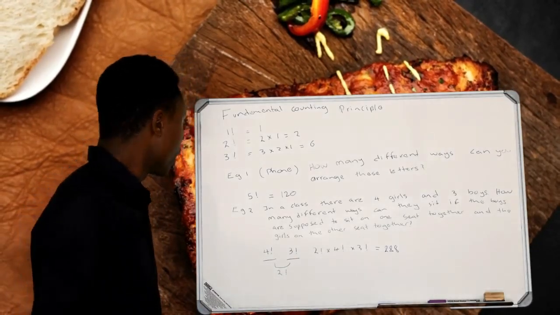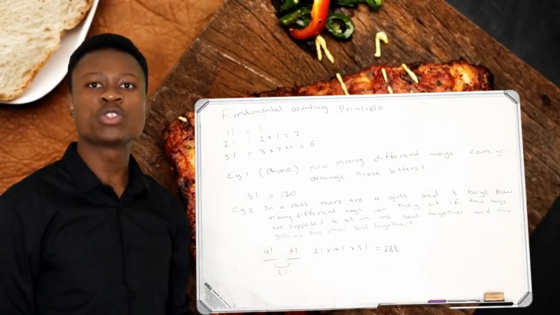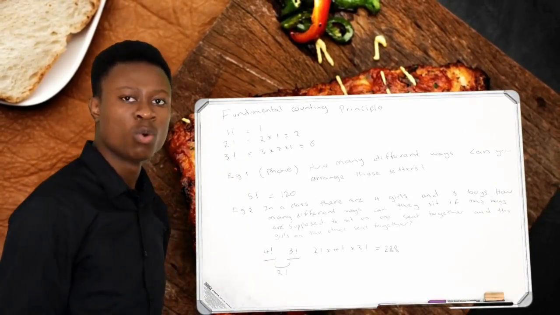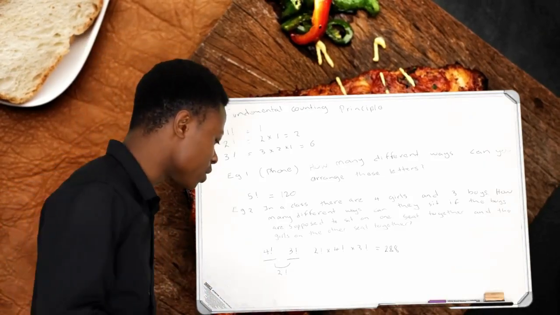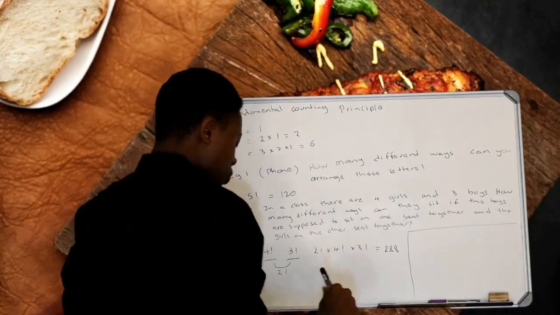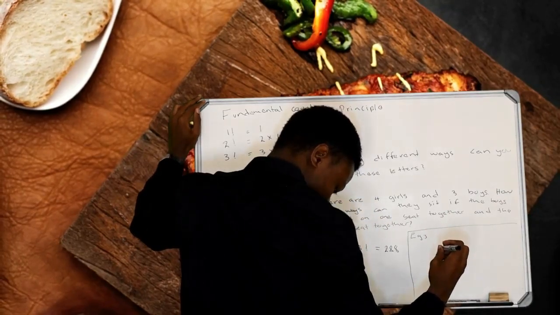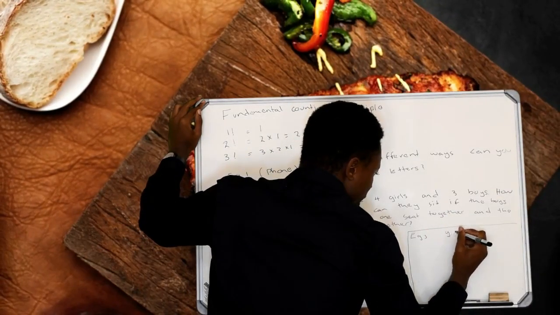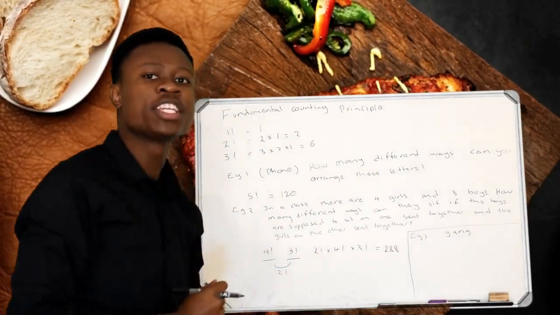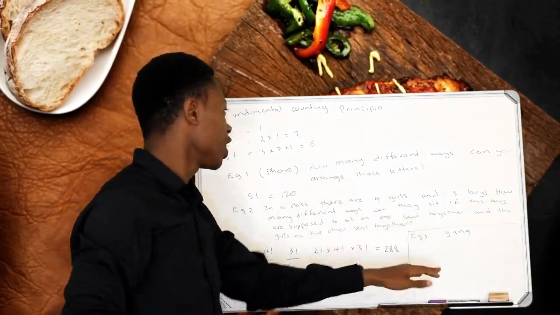So now let's look at the option when there are repeats. Let's say in a word we have a repeat, like the word gang. We have a repeat of the letter G. Let's see what happens. Example 3 says, the word gang. We want to find out how many different ways I can arrange those letters.